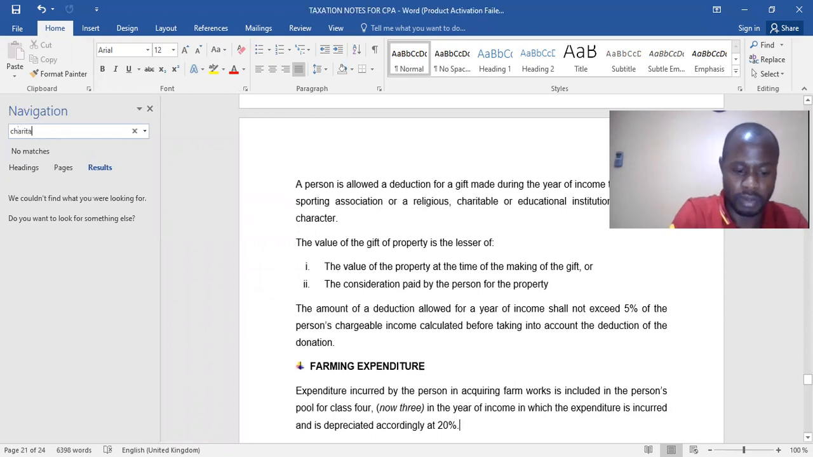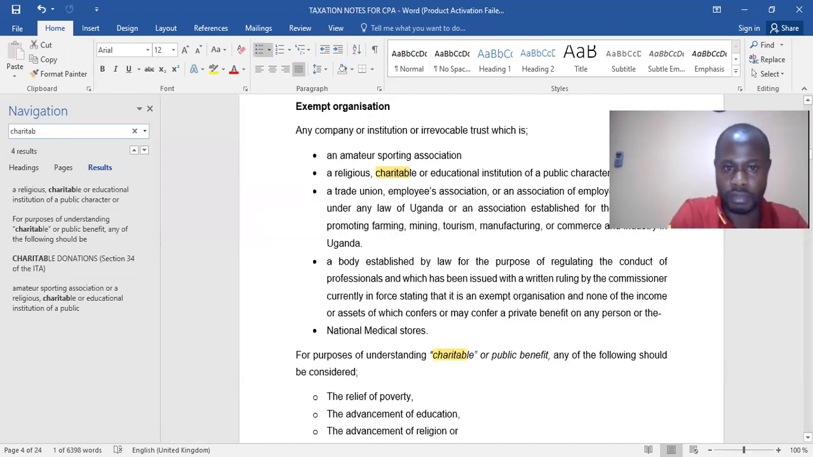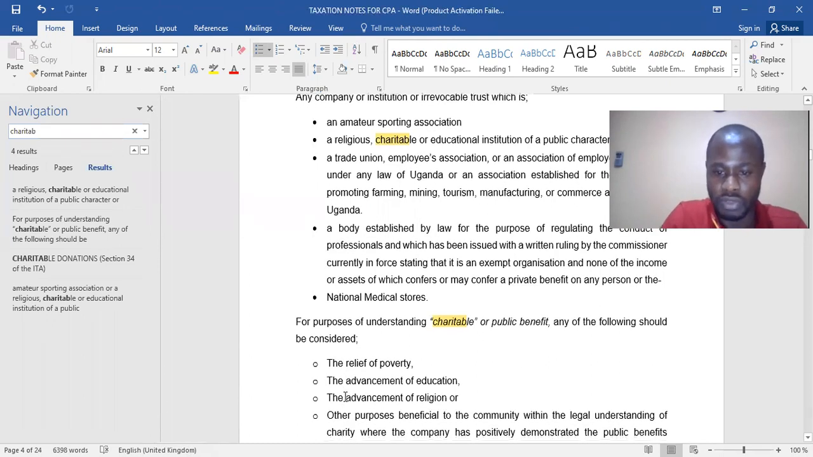Charitable qualifies. Remember when I defined charitable last time? It should be for purposes of understanding charitable or public benefit: either for the relief of poverty, advancement of education, advancement of religion, or any other purpose beneficial to the community within the legal understanding of charity.